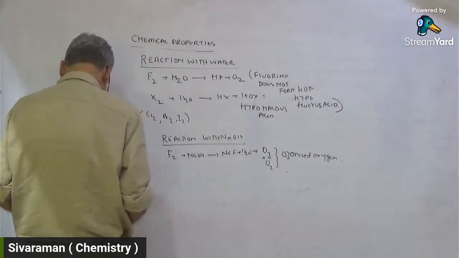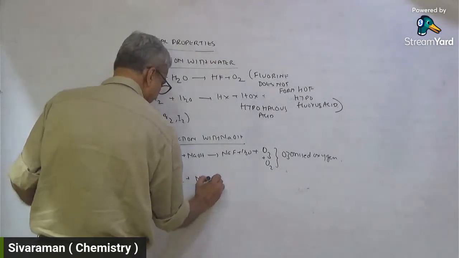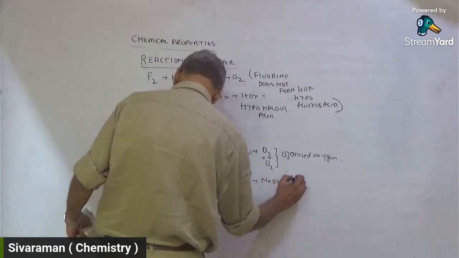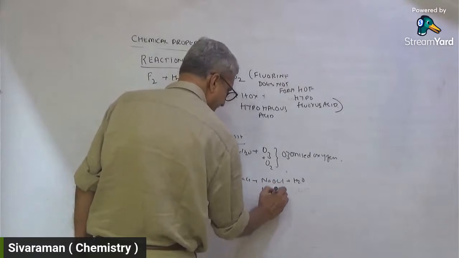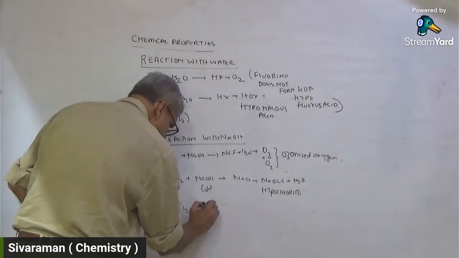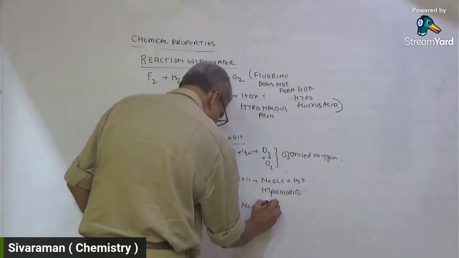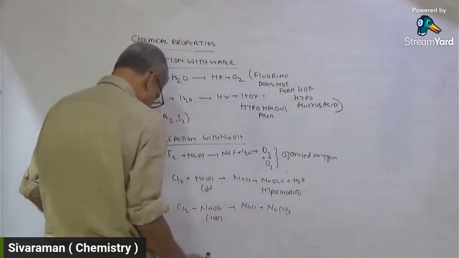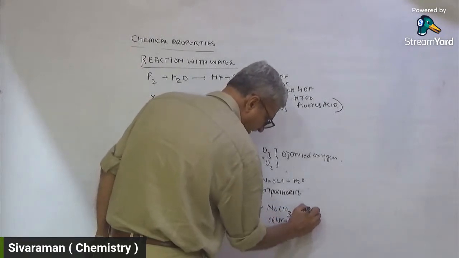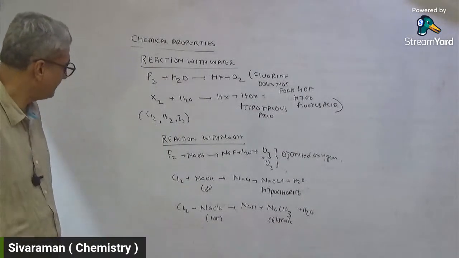Whereas what happens with chlorine and cold NaOH? It will form NaCl plus NaOCl, sodium hypochlorite, plus H2O. So this will be a hypochlorite. Whereas chlorine with hot NaOH, what will it form? It will form NaCl plus NaClO3, sodium chlorate. So these three reactions with NaOH are very, very unique. Is this clear? Please take down.